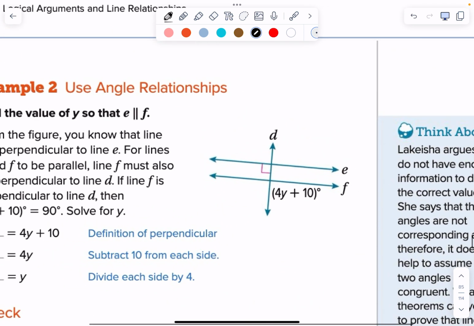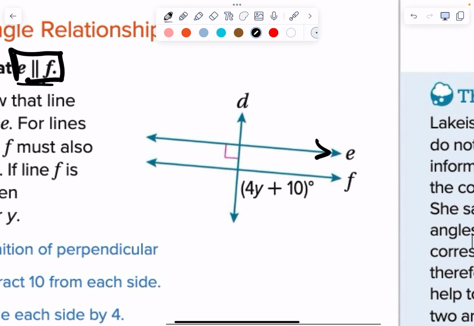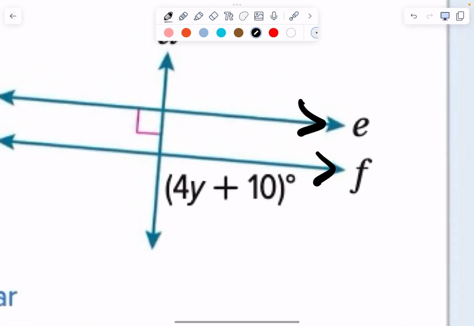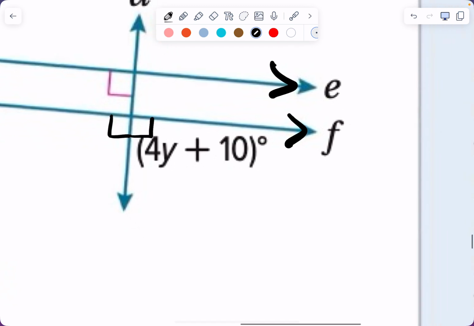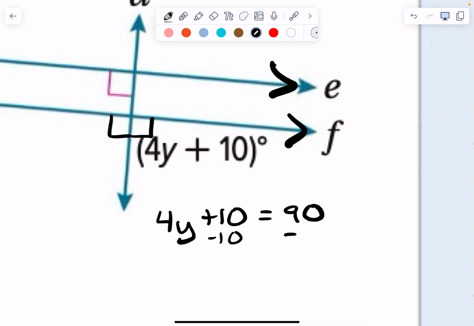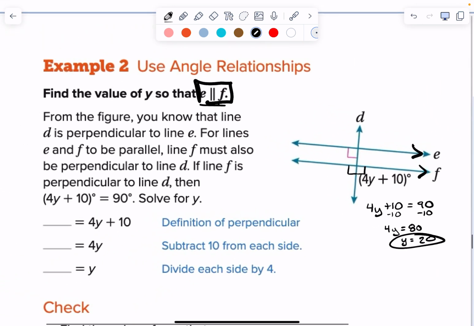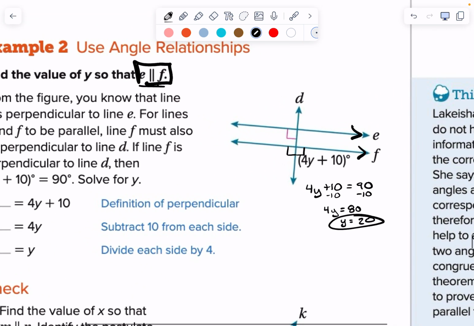So they are saying that if E is parallel to F, that's what this symbol says, right, on example 2. If this guy is parallel to this guy, then what does 4y plus 10 have to be? If those 2 lines are parallel, doesn't this have to be 90 as well? Because those are corresponding angles. If that one's 90, then that one has to be 90 as well, right? So how do I solve for y? 4y plus 10 equals 90, right? If we subtract the 10, we got 80. And if we divide by 4, we've got 20. So y is 20. And did we answer the question? Yep. Find the value of y. Done. Okay, not so bad.